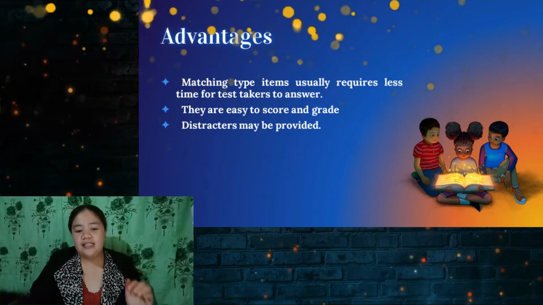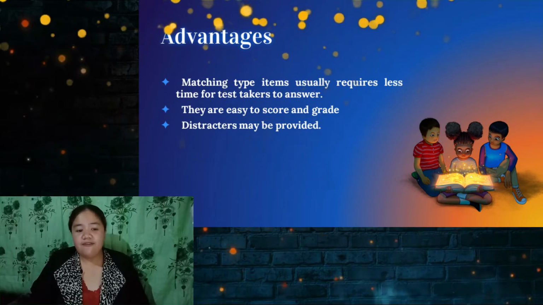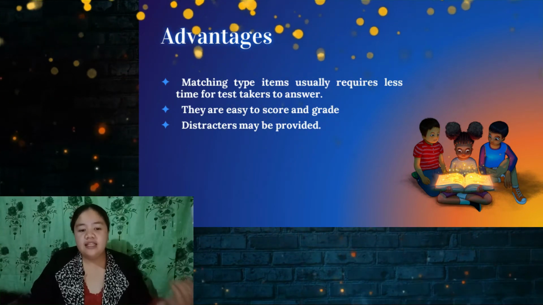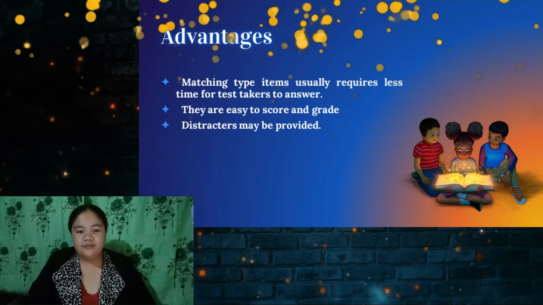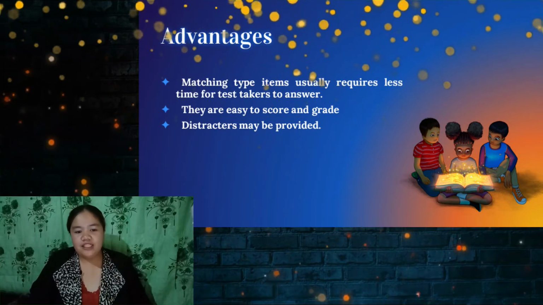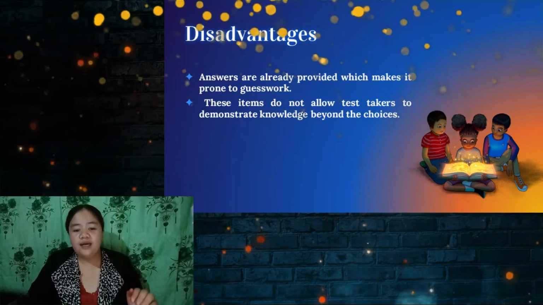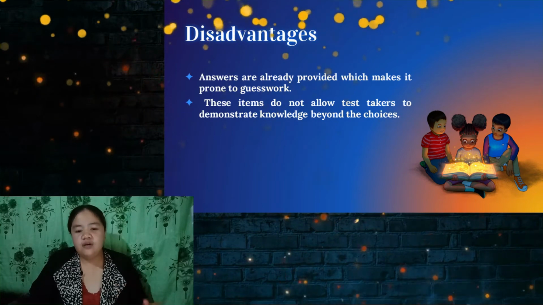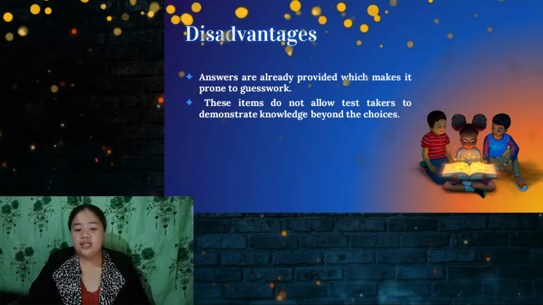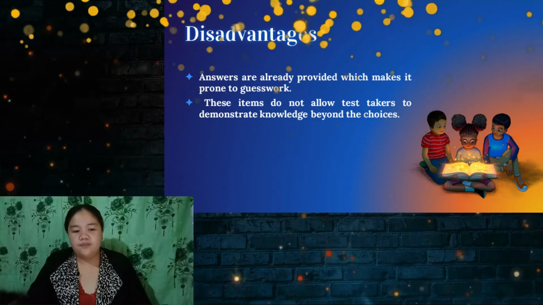Advantages. Matching type items usually require less time for test takers to answer. They are easy to score and grade. The distractors may be provided. Disadvantages. Answers are already provided, which makes it prone to guesswork. These items do not allow test takers to demonstrate knowledge beyond the choices.